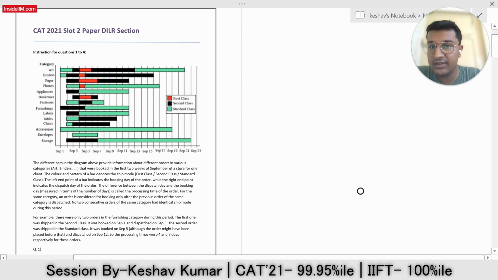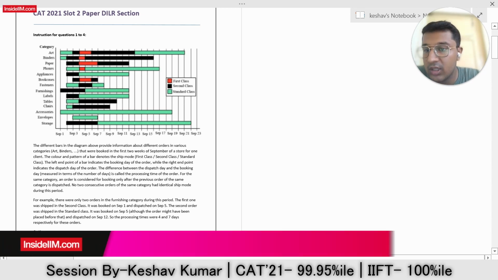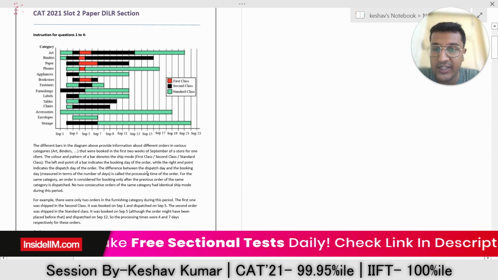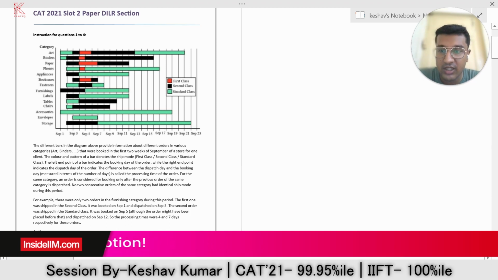In this set, we are given a bar graph, and here the different bars in the diagram above provide information about different orders in various categories that were booked in the first 2 weeks of September of a store for one client. The color and pattern of the bar denotes a ship mode. The left end point of the bar indicates a booking day of the order, while the right end point indicates a dispatch day of the order.